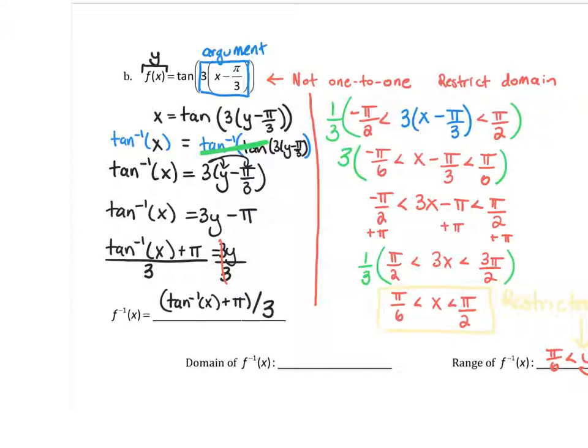Now, the domain of this f inverse of x would actually be the range of my original function. You can just look here, I have an inverse tangent. I know from the facts about the inverse tangent function that the domain of any inverse tangent function is negative infinity to infinity. If this was a sine or a cosine function, you would want to take the extra step. In addition to finding the restricted domain, we would also want to figure out what the range of the original function was.